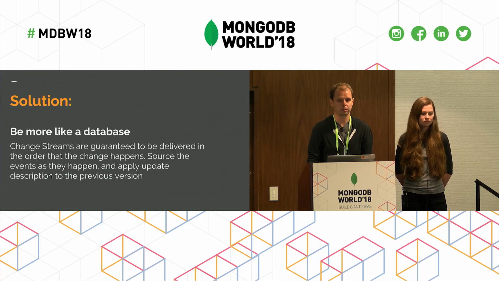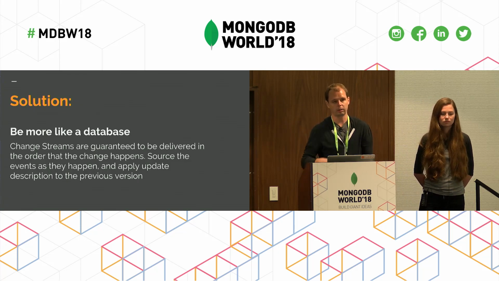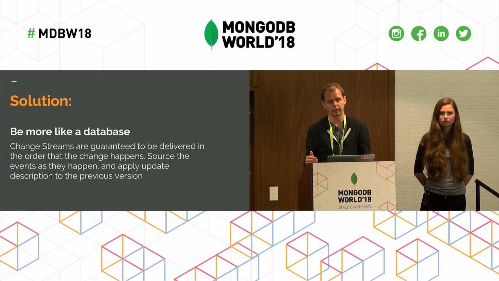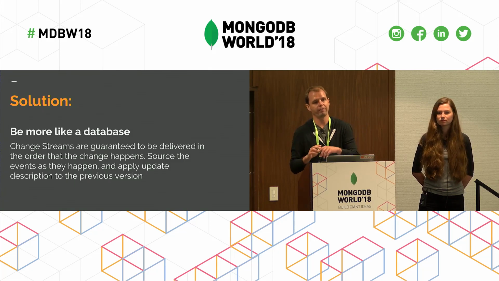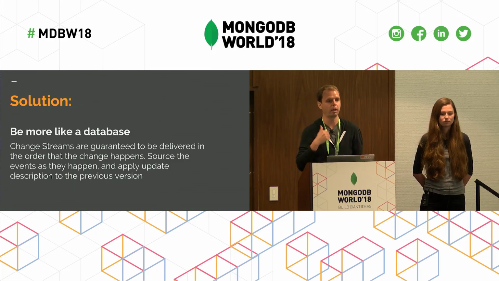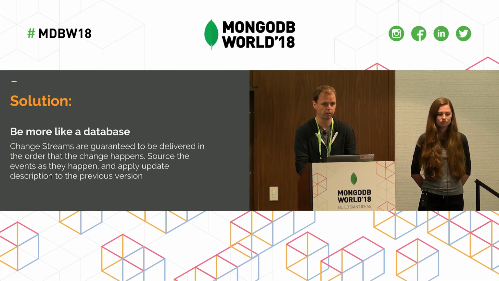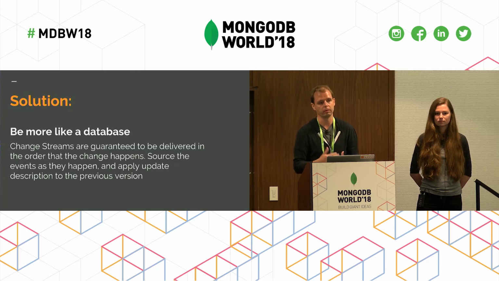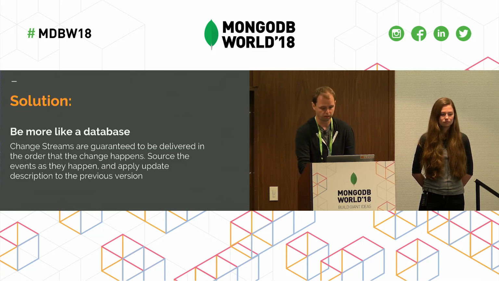But the solution here was just be more like Mongo, be more like a database. They're already giving us that update description anyways. And so what we chose to do is when we received an insert event, just insert the full document, because we know that's the first time that's ever happened. But when we receive an update, we'd actually go into our histories collection, find the previous document, and just apply that update to the full document. And this allowed us to always have the exact document that was in our database at that time.